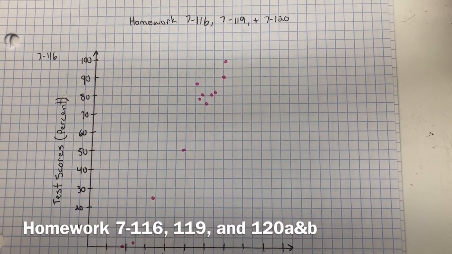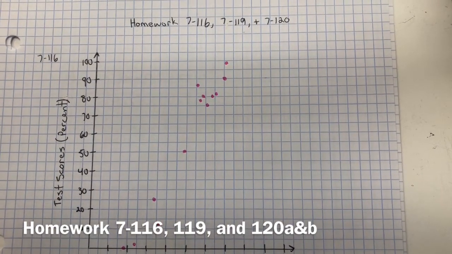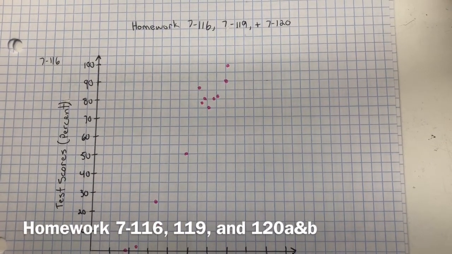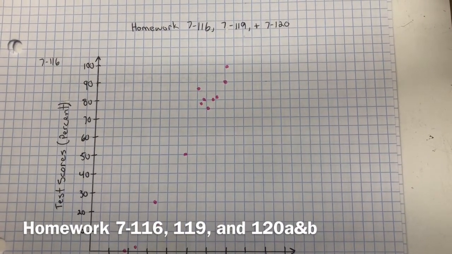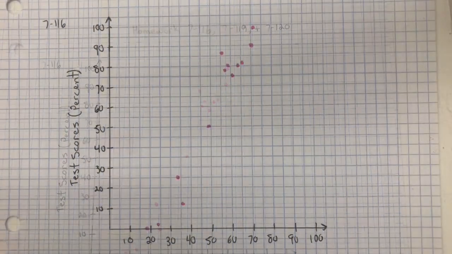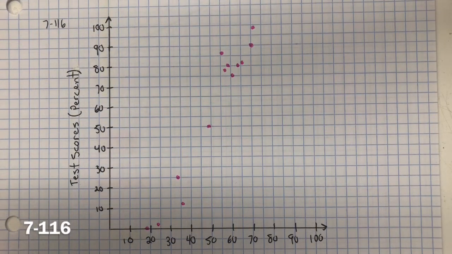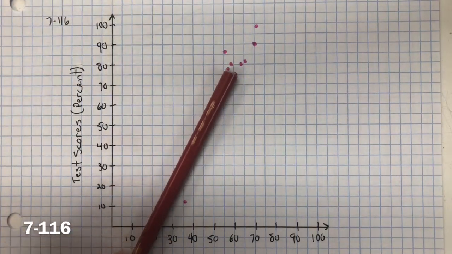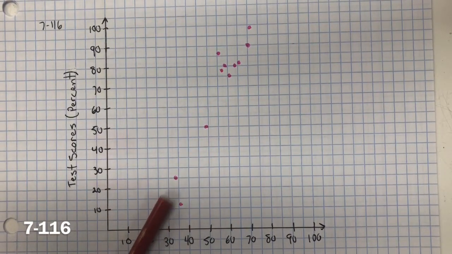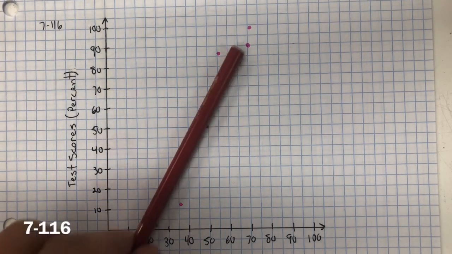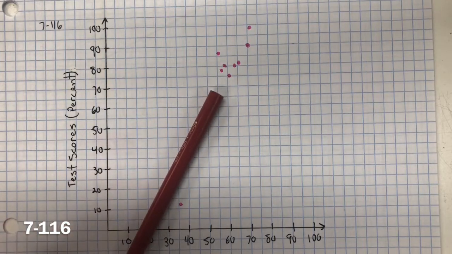This is the homework for 7.116, 7.119, and 7.120 A and B. In problem 116, you needed to plot the points that were in the table. After plotting the points, does the graph show either a positive or negative association? Well, looking at the data points, I can definitely see that there is a trend line here, and I see that it has some type of a positive association.